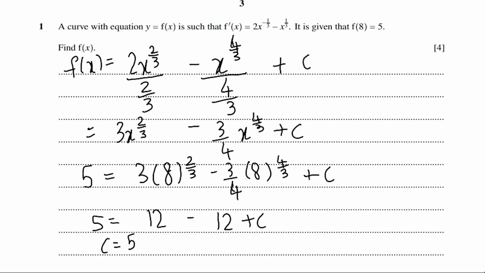We had to find f(x). Now we can easily write that f(x) is equal to 3x raised to the power 2/3 minus 3/4 x raised to the power 4/3 plus c, which is 5. So this is f(x). Moving on to the next question.